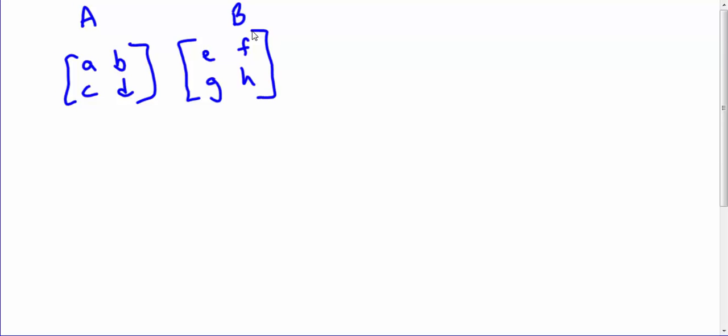Now the idea behind matrix multiplication is that you're going to take the first row of the first matrix and multiply it by the first column of the second, and it would look like this: A times E plus B times G. Once you've done that, you stick with the first row, but this time we'll multiply by the second column, and that we put in as row 1, column 2, so it's AF plus BH.